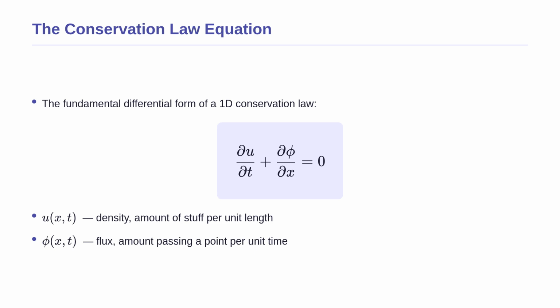This brings us to the fundamental differential equation for any conserved quantity in one dimension. The partial derivative of u with respect to time plus the partial derivative of phi with respect to space equals 0. Conceptually, this means that local buildup plus local spreading always equals 0. The variable u is our density and phi is our flux. If the flux changes as you move along the x-axis, it forces the density to change over time to maintain perfect balance.